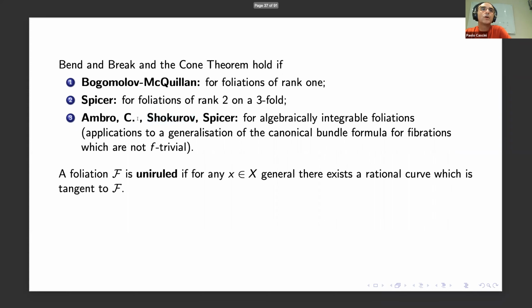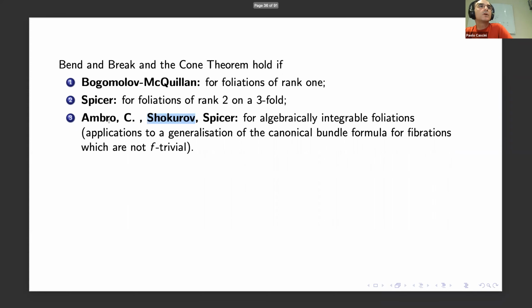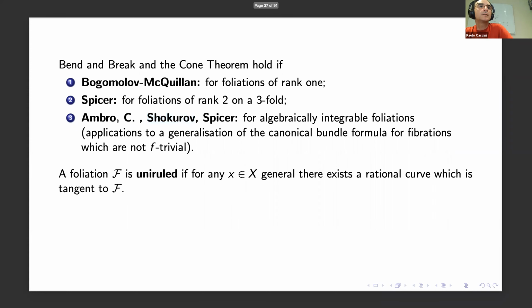But let me continue to talk about the minimum model program. I will say a few words about how to prove this kind of results. But before doing that, let me remind you what a uniruled foliation is. You can imagine, a uniruled variety is a variety which is covered by rational curves. Uniruled foliation means that the variety not only can be covered by rational curves, but these curves are tangent to the foliation.